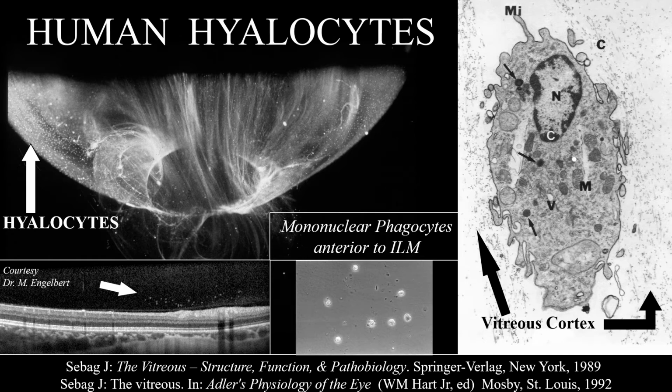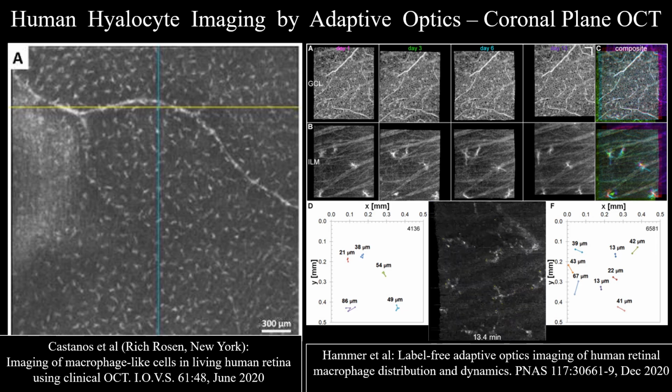The transmission electron micrograph to the right demonstrates that there is embedding of a human hyalocyte in the posterior vitreous cortex, as evidenced by the collagen fibrils present both anterior and posterior to the hyalocyte. I'm excited about the development of adaptive optics in OCT and their application to imaging the vitreoretinal interface, where cells have been identified. To date, these cells are being called macrophage-like cells of the retina, but I predict that future studies will show that these cells are not within the retina, but they are anterior to the retina, embedded within the posterior vitreous cortex, and that they are indeed hyalocytes.